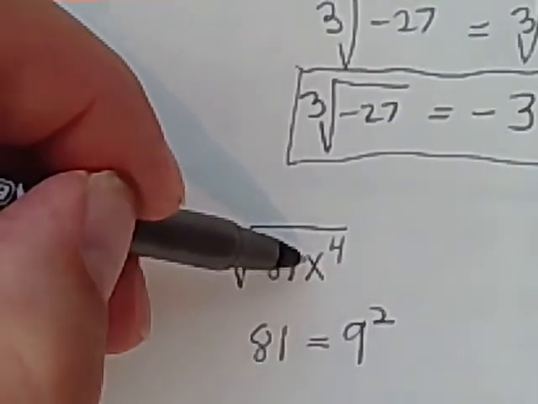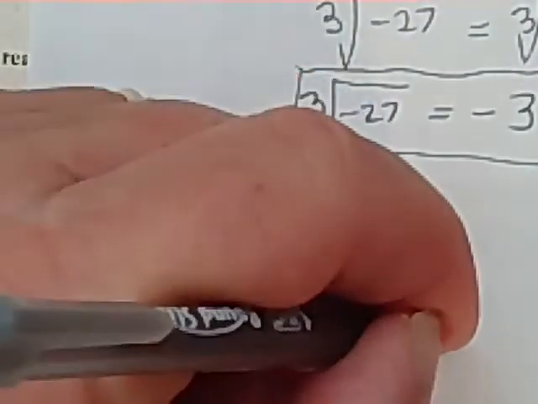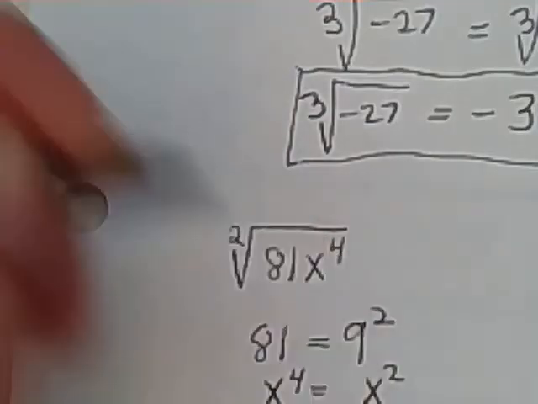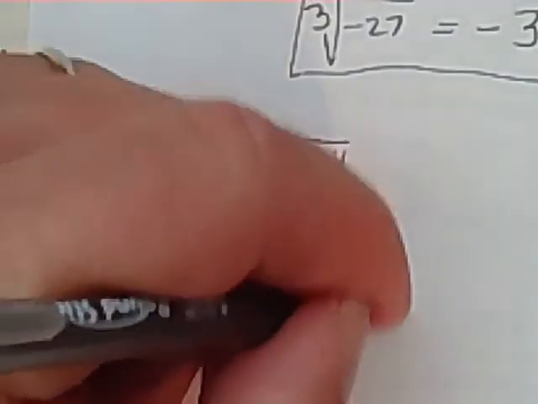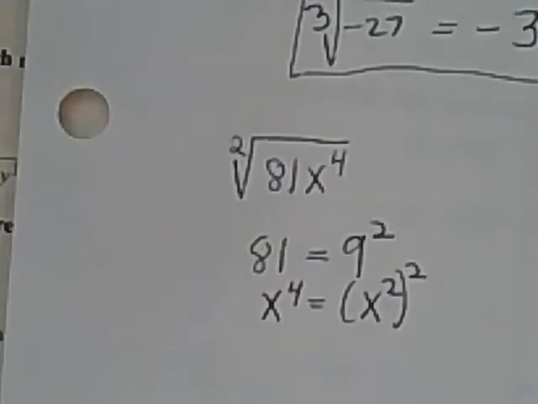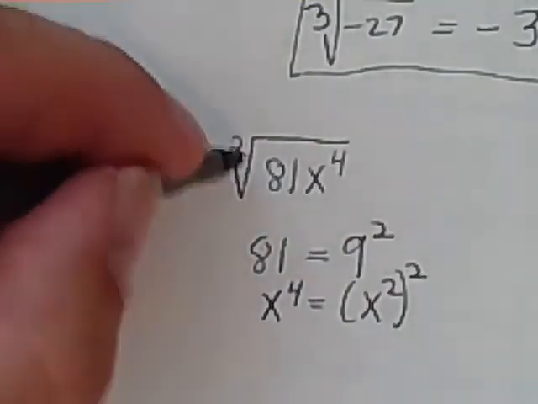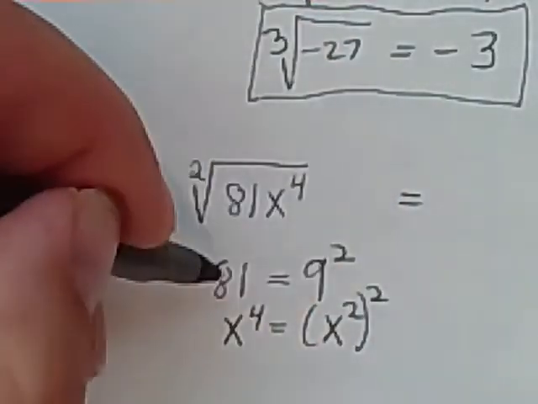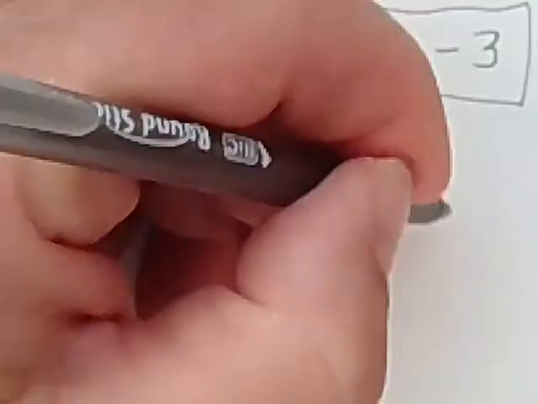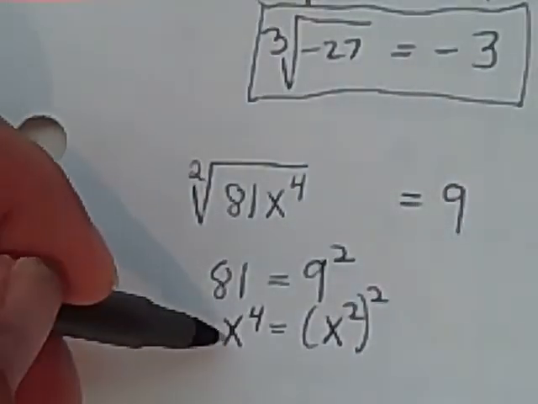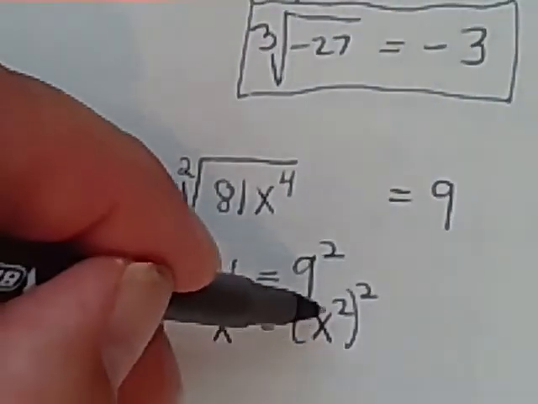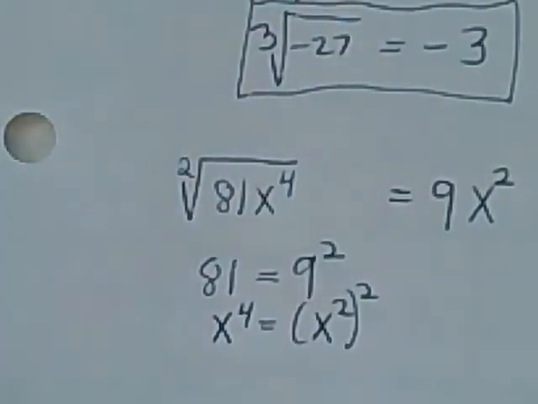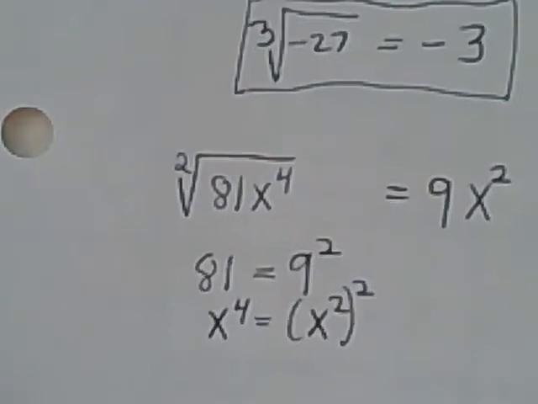X to the fourth power is x squared, quantity squared. So the square root of 81 times x to the fourth power is going to be the square root of 9 squared, which is 9, times the square root of x squared squared, which is x squared. And we're just about done.